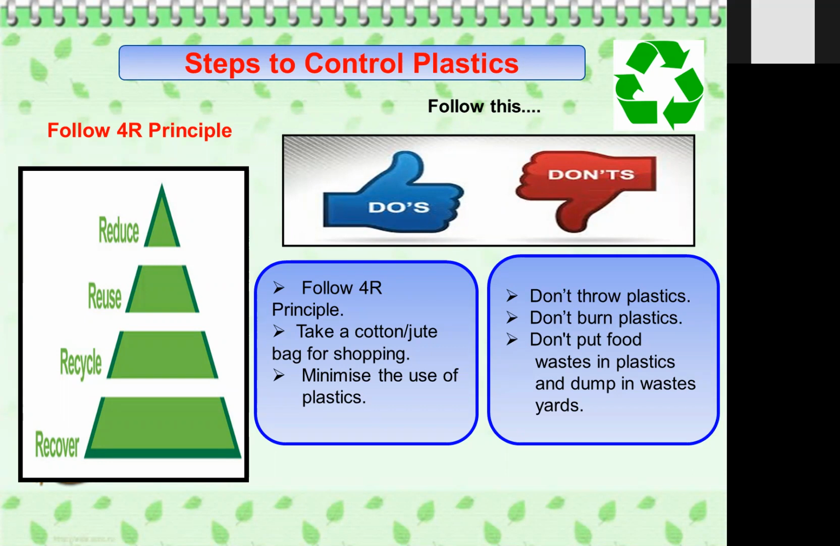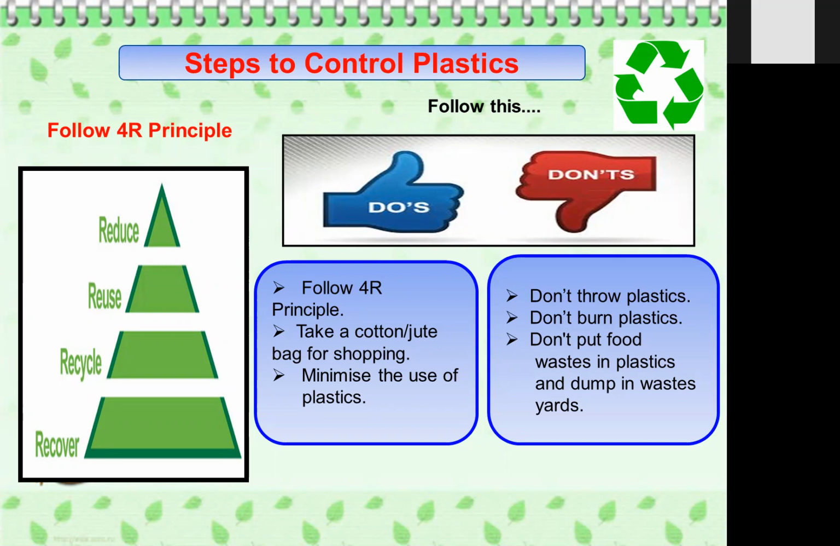Take natural things, cotton, jute, and any such thing. And even if you have plastic polythene, reuse it. Don't throw it. Don't take a new one. Say I already have one, just use the previous one only, and minimize the use as much as you can, right?